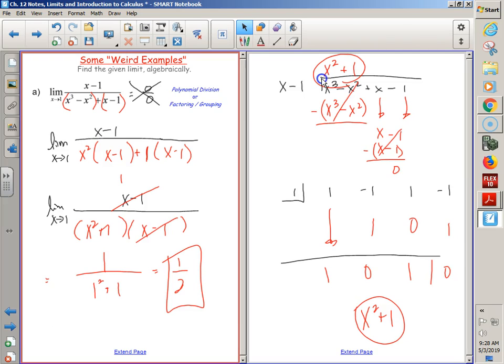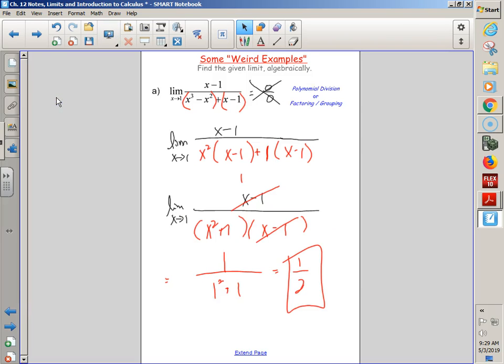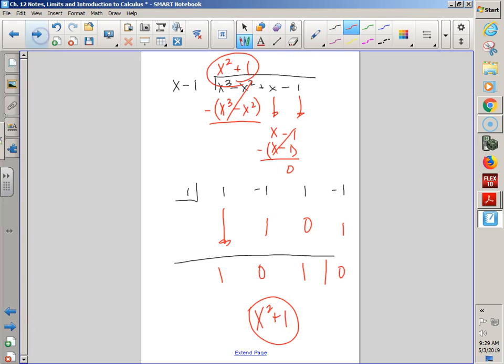But what's the final answer? Well, as soon as I get rid of that, I plug it in. Good? Good. So that was a weird example because you needed to do some sort of division, some sort of extra factoring, right? Why? Because we got 0 over 0 and we knew we were supposed to keep going.